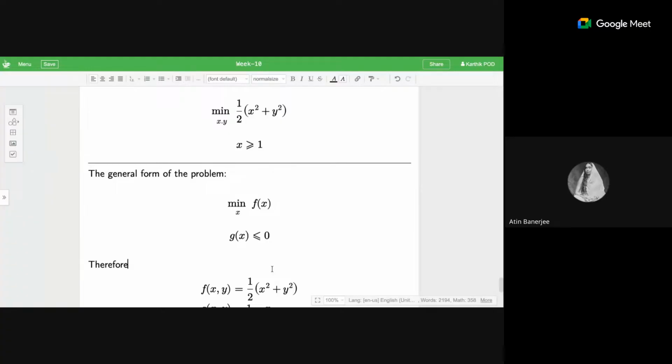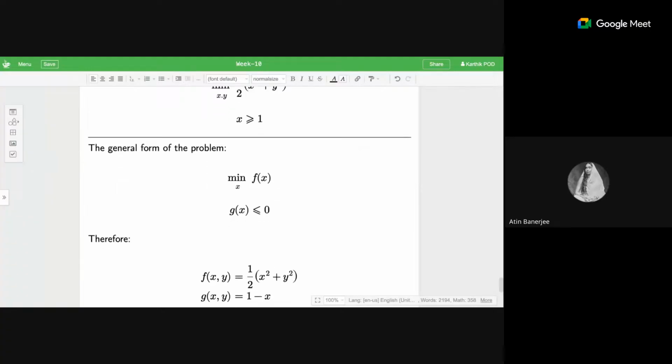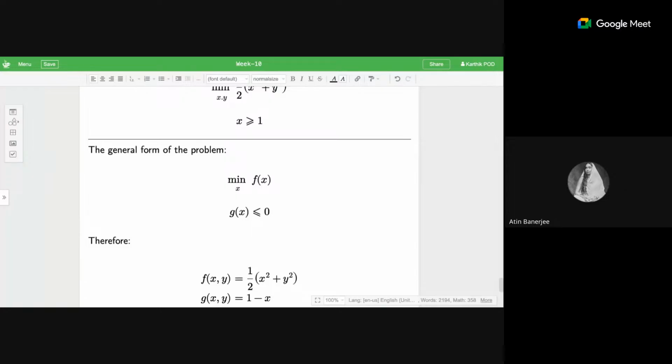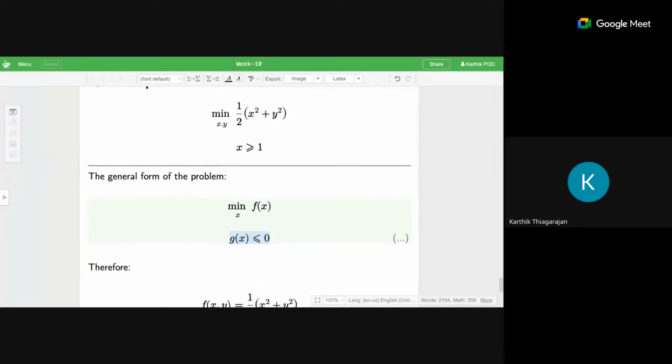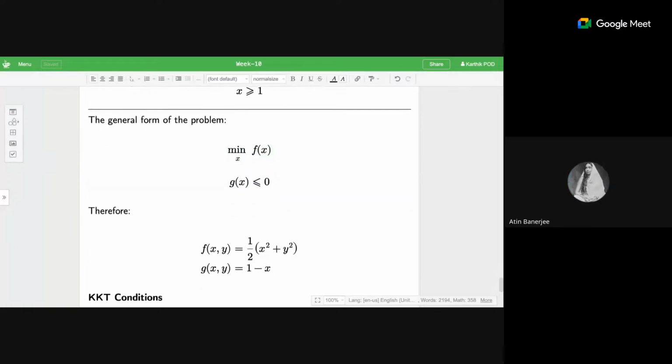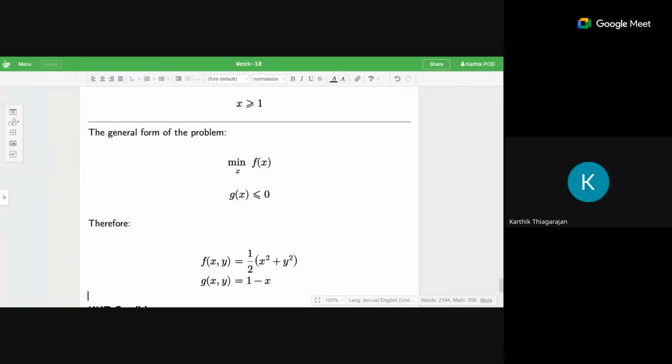How are you getting g of x equal to 1 minus x? That's because you should always have the constraint in less than or equal to 0 form. That is when you will have lambda being non-negative. All your constraints in this course have to be mentioned as constraint function less than or equal to 0. My constraint here is x greater than or equal to 1, which means x minus 1 is greater than or equal to 0. Now I got it.